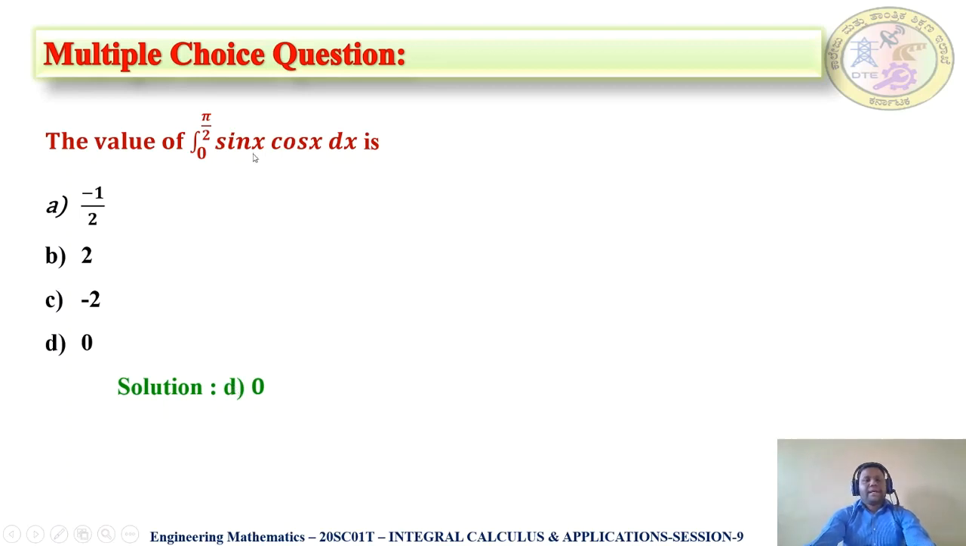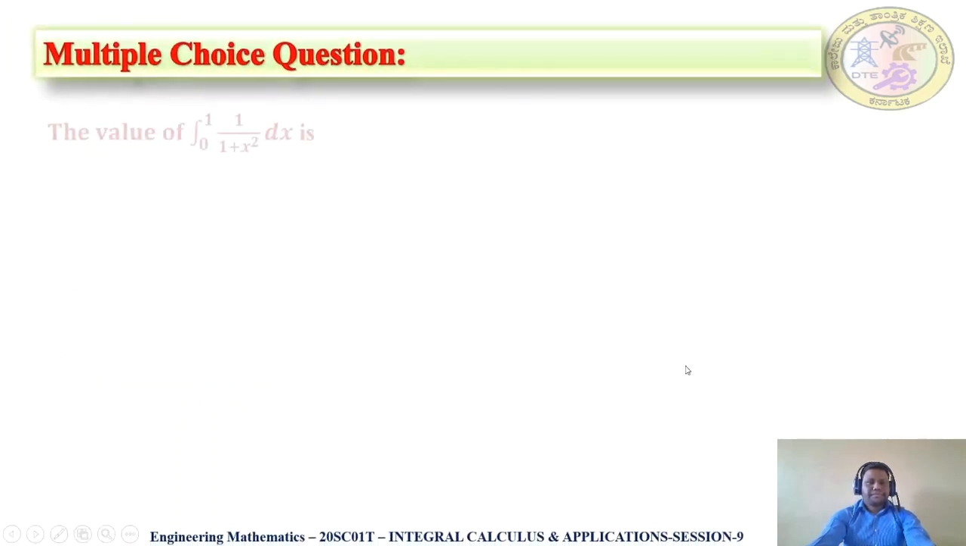Or you can take sin x cos x as sin 2x divided by 2. Integration of sin 2x is minus cos 2x divided by 2. So minus cos 2x by 2, and so minus cos 2x by 4. Then minus cos pi by 2 minus cos 0. So we get the answer 0 here.